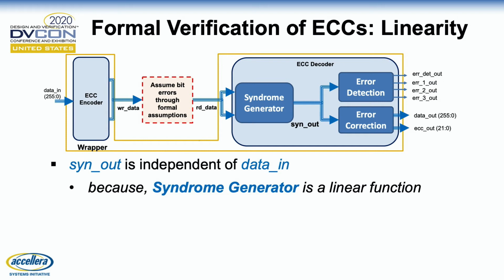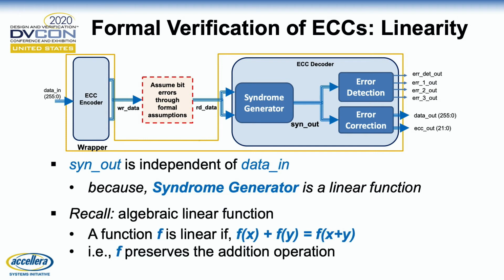So now what is a linear function? If you recall linear algebra, a function f is linear if it follows this rule. What is this rule? A function f is a linear function if f of x plus f of y is equal to f of x plus y. So here it simply says that regardless of the input arguments x and y, this function preserves the addition operation. So that's what the linearity here is.